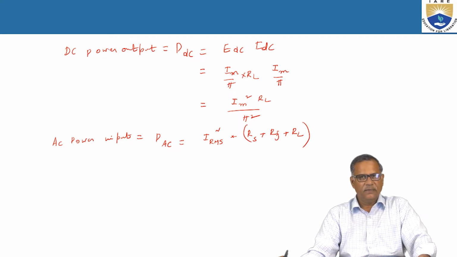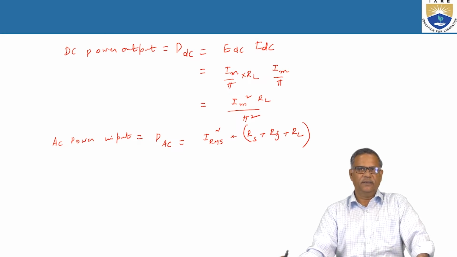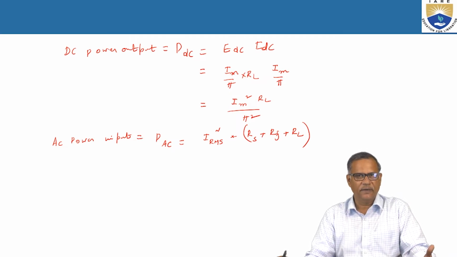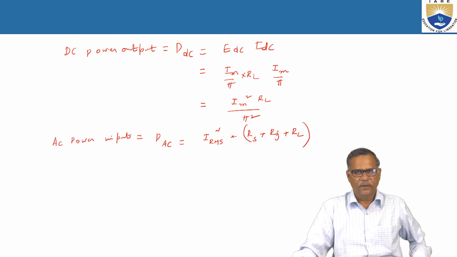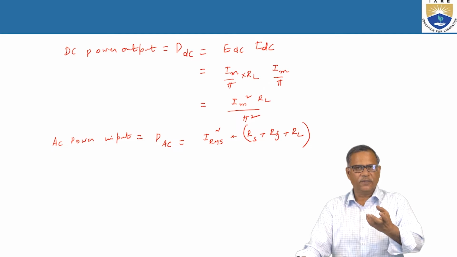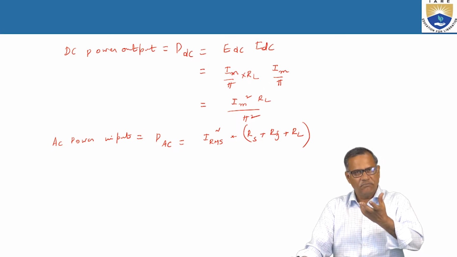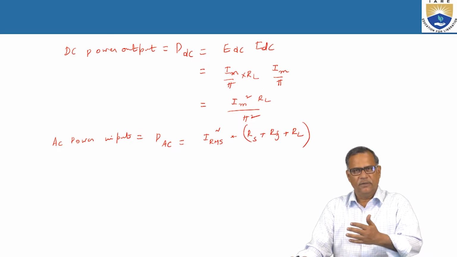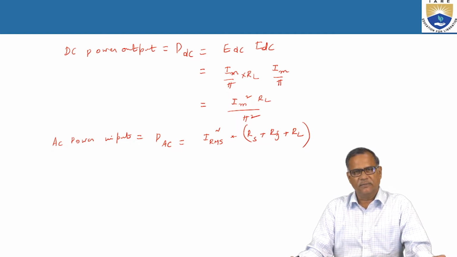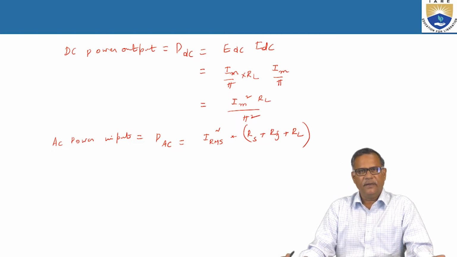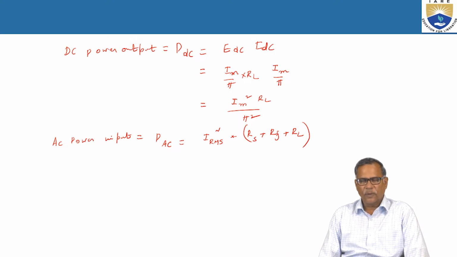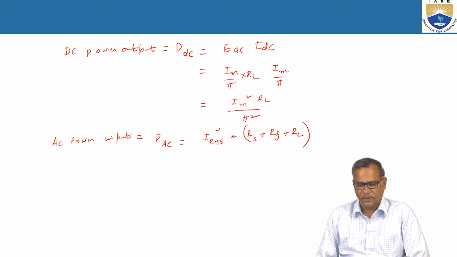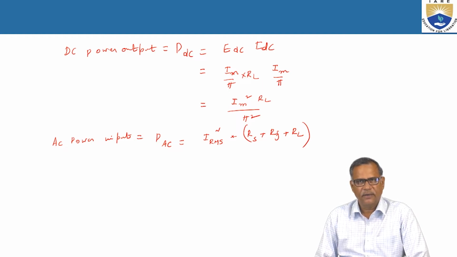Now what is the rectifier efficiency? The rectifier efficiency is defined as the DC power output divided by the AC power input. A certain amount of power is given to the circuit, and how much power is coming out, that is nothing but the rectifier efficiency. So rectifier efficiency is defined as the output power divided by the input power.